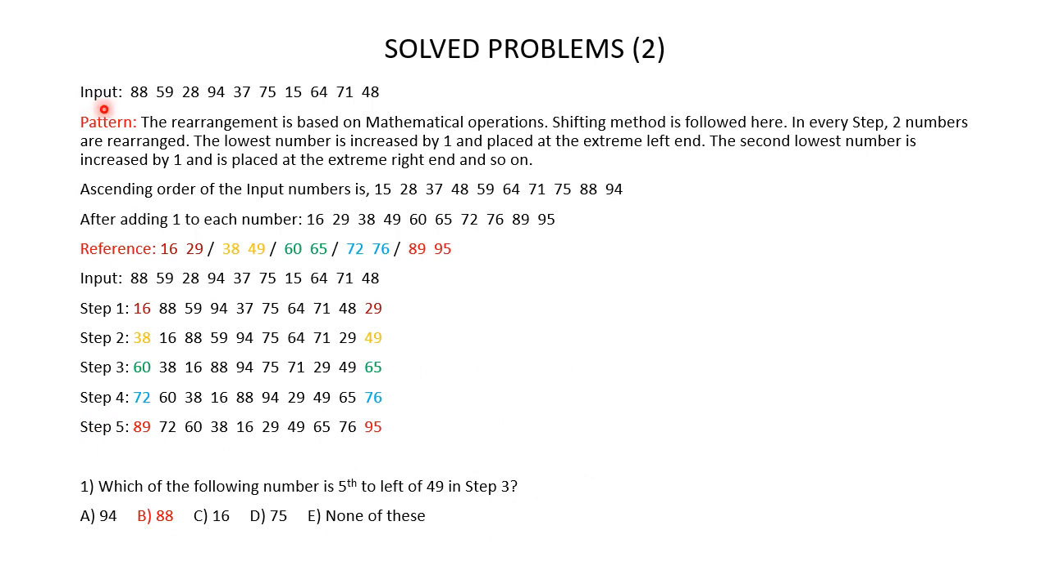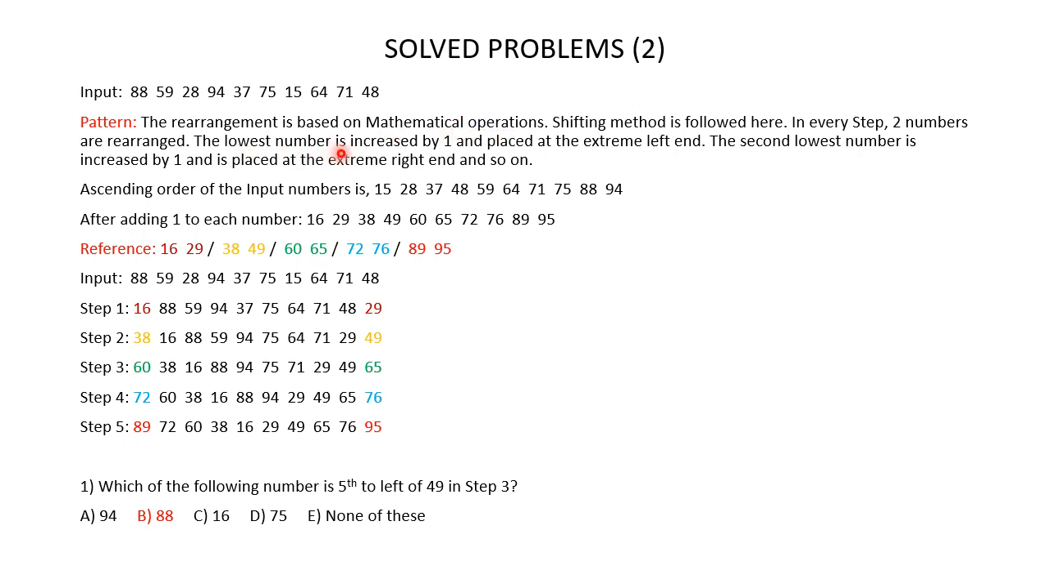This is the given input which consists of only numbers. Now we have to use the same pattern used by the machine for rearrangement on this given input of numbers and find out the rearrangement steps and the final output. We know that the pattern followed by the machine is like this. The rearrangement is based on mathematical operations.